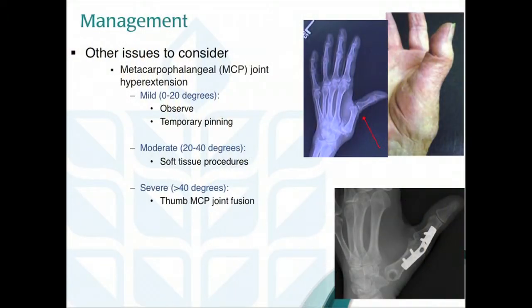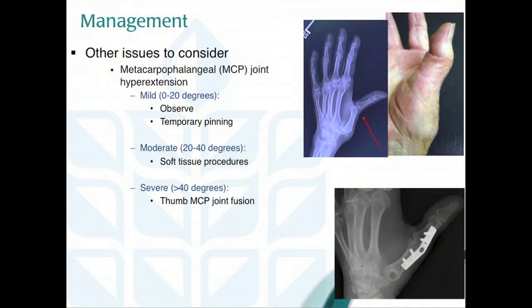Some of the issues to consider is what I call metacarpal joint hyperextension. I mentioned that earlier, where you get that Z deformity, which results in the knuckle joint being bent backwards at this level. So depending on the severity, if it's mild, meaning about 0 to 20 degrees of hyperextension, then you can either observe it, just leave it alone because it's not a bad deformity, or you can temporarily pin it into a more anatomic position and let the body heal on its own and leave it in that position and remove the pin about a month or 6 weeks later.